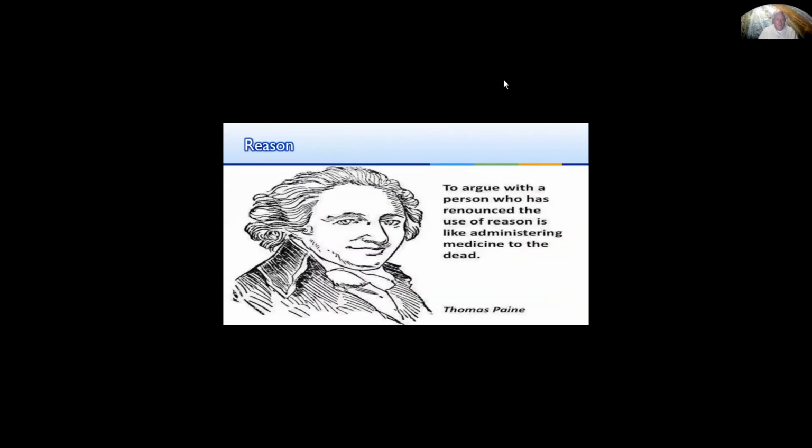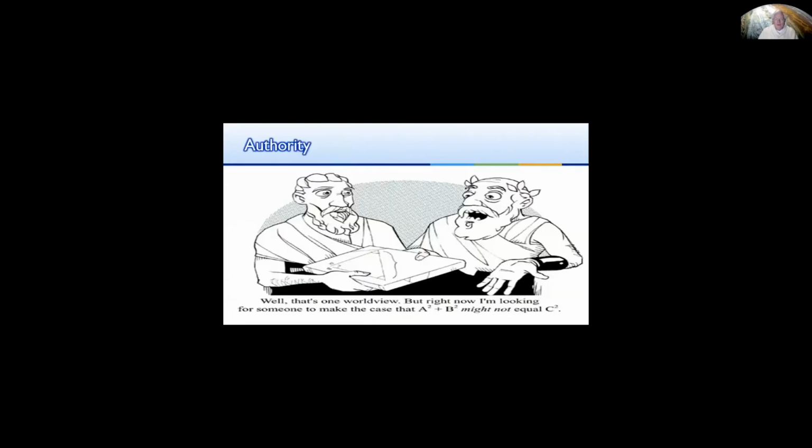Now, assuming that we have a good set of commonplace understandings, the A in our acronym is authority. And I have to kind of laugh here. Here we're having Pythagoras exerting his authority, and his student saying, well, yeah, that's right, but right now I'm looking for someone to make sense of the case that a squared plus b squared might not equal c squared. Now, if we were to rely just on Pythagoras' authority, we'd say, according to the Pythagorean theorem, a squared plus b squared will always equal c squared for a right triangle.